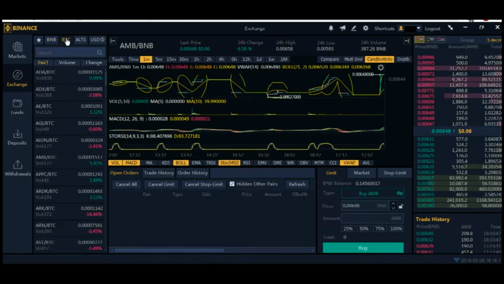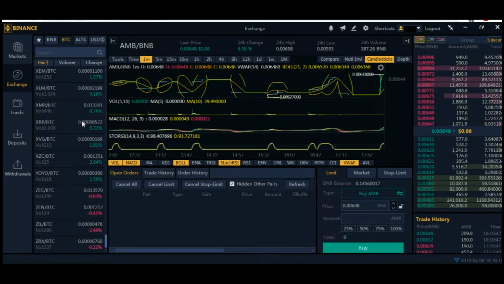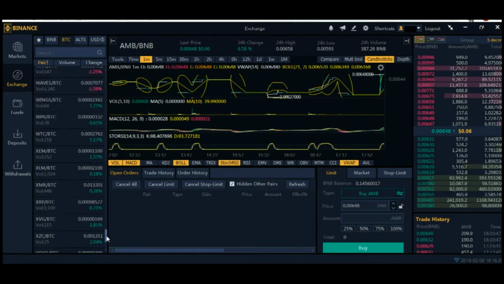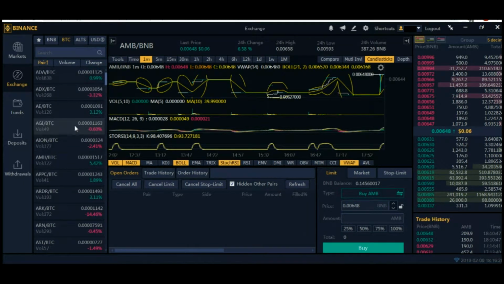So here's the real deal right here. This is Bitcoin, and these are all the coins that you can trade against Bitcoin. There's, I believe, about 140 of them. I'm going to go through this slower. About 10, 20, 30, 40, 50, 60. So yeah, okay, this is the whole list.